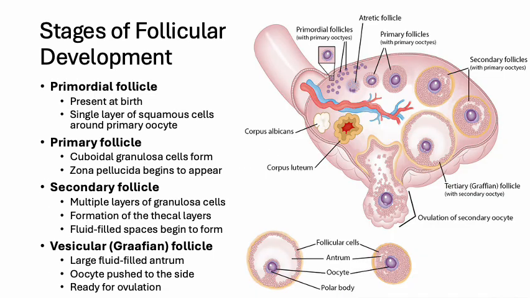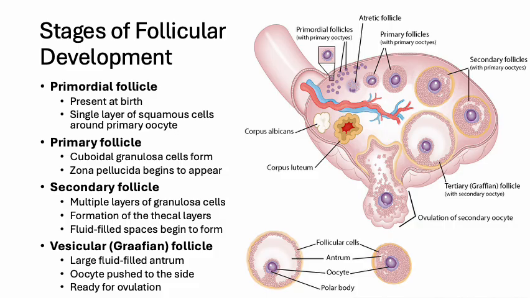Follicular development is a stepwise process that prepares a single oocyte for ovulation during each menstrual cycle. Females are born with all of their primordial follicles, which are simple structures consisting of primary oocytes surrounded by a single layer of flat cells.